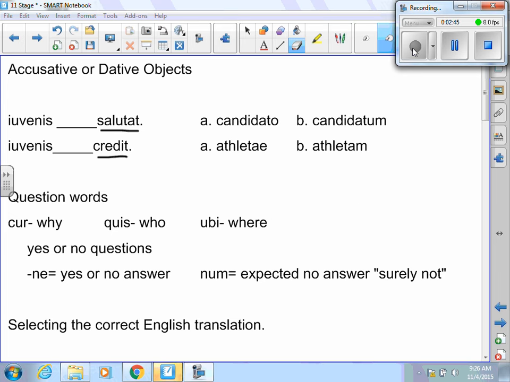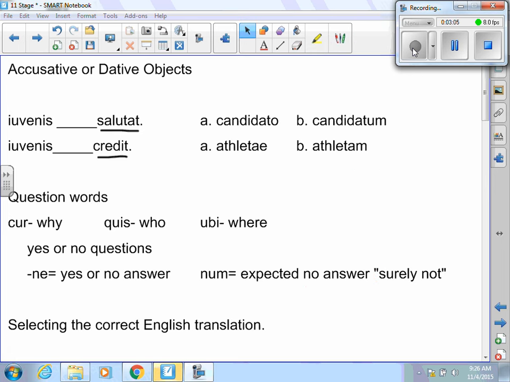If I am dealing with num, I'm expecting a no for an answer. I translate as surely not. So if I say, surely you're not Tom, I would have num, Tom, es. Surely you're not Tom. Nope, I'm not Tom. Expectation is the no answer.